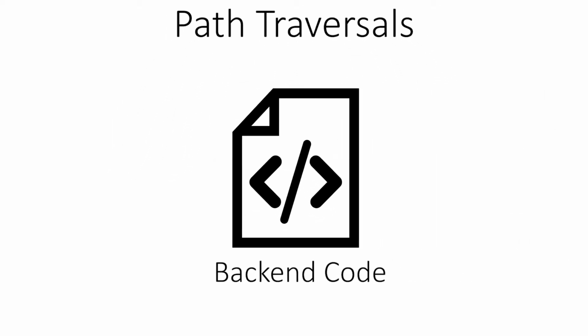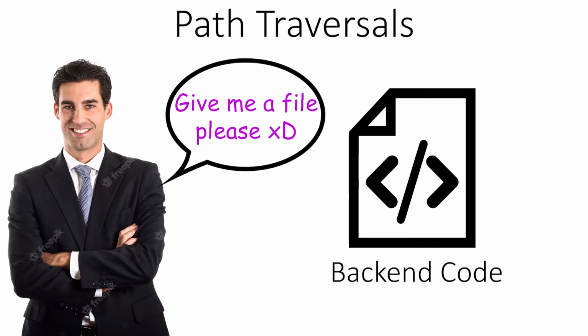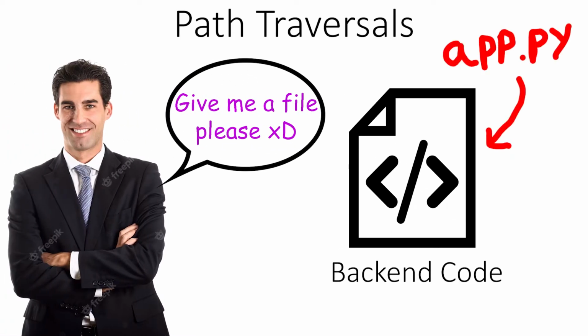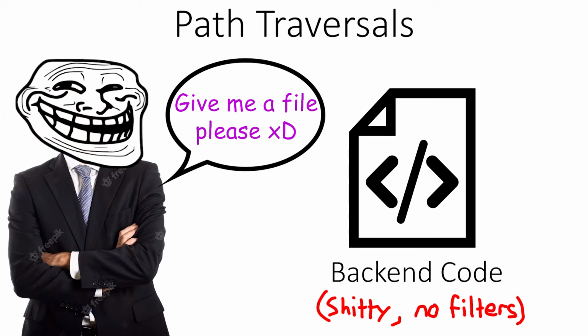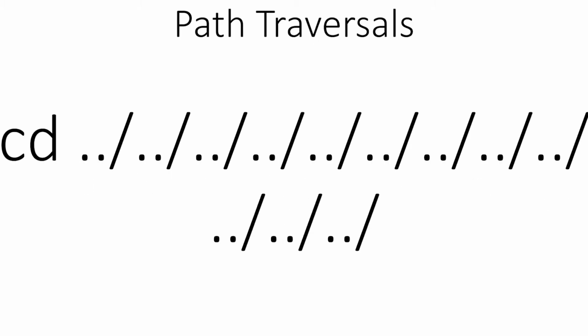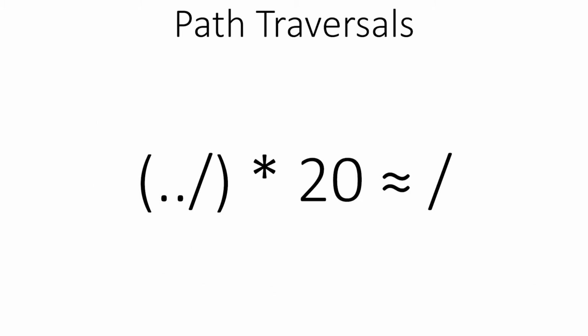The way most path traversals work is there's some code on the backend that processes requests for files, in this case app.py. But if the code doesn't have any filters for the user input, we can do a bit of trolling. "../" means go back one directory in the command line, so we can just spam that like 20 times and assume we'll end up at the root directory.